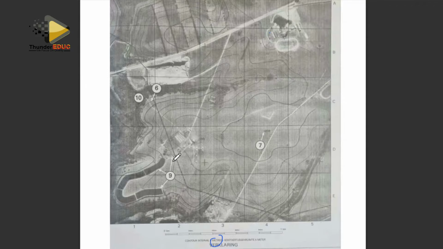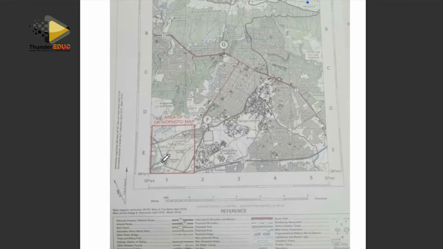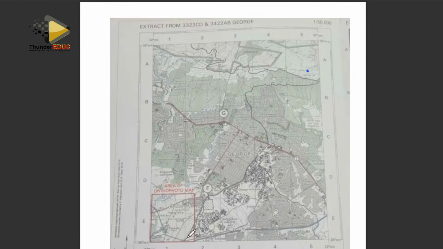Okay, it's now clear. 9 is here. What do we see here? Which feature is 9 here? Which one is this, guys? But you cannot understand it clearly if you do not combine it with this map. Can you look here and check? This is the feature 9, because remember, this is the area covered by the orthophoto map. This is feature 9. What is it?